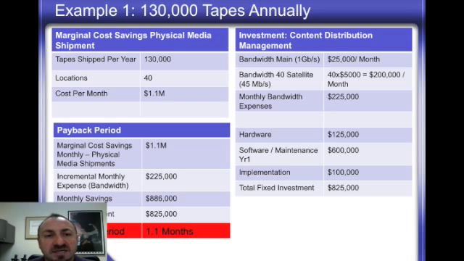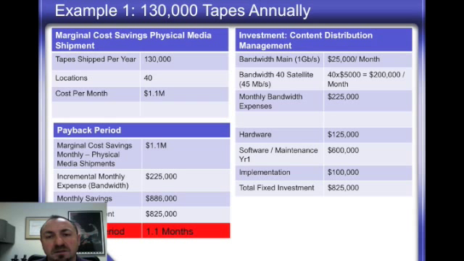That's the marginal cost. That's the stock tape, the blank tapes, the dubbing, the packaging, the shipping, the ingest cost, $1.1 million. So if you were to replace this system with a content distribution management system, you'd have to invest here. So first of all, what's it going to cost you each month?